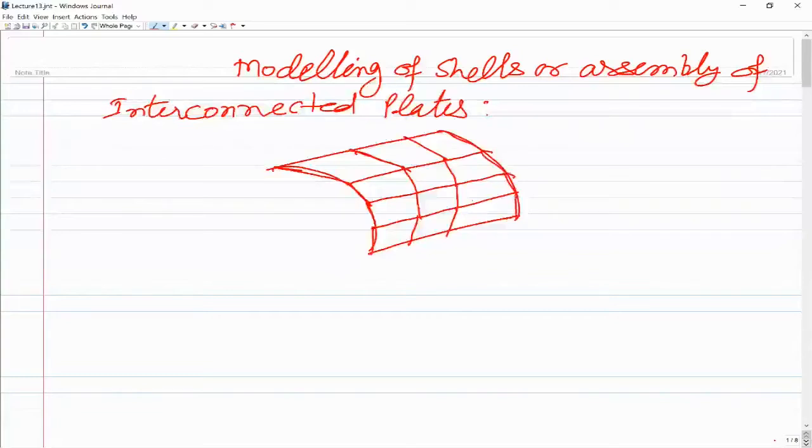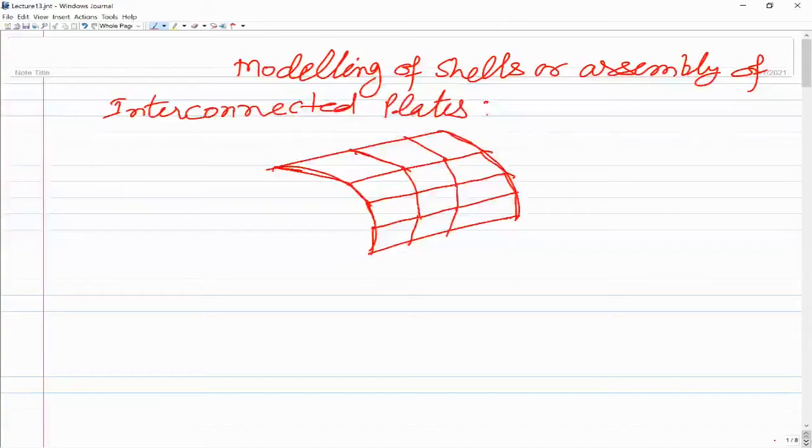So in this process, because each element, if you see, is in a different plane, when we assemble, obviously we'll have to transform the element level governing equations to a common coordinate system. This is similar to truss structures and frame structures, where you have the members oriented in different directions. So first you transform the element level governing equation to a common coordinate system and then assemble them. So the same thing is needed here.